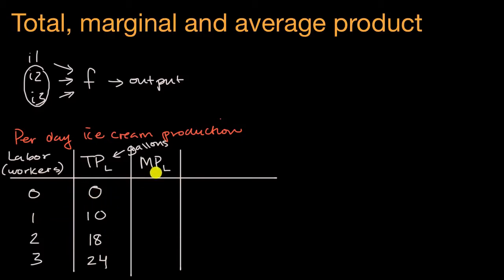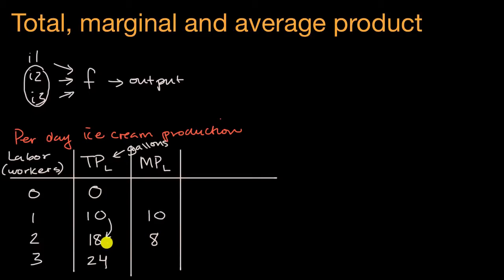So my marginal product of labor, when I go from 0 to 1 workers, I'm able to produce 10 more gallons from that first worker. Now what about when I go from 1 worker to 2 workers? Well, then I go from 10 to 18 gallons. So that second person gets me an incremental 8 gallons per day.